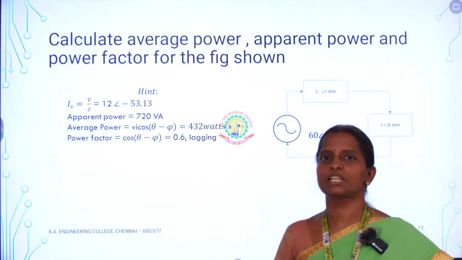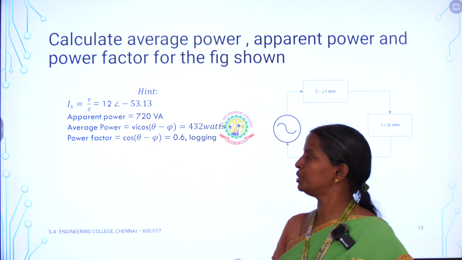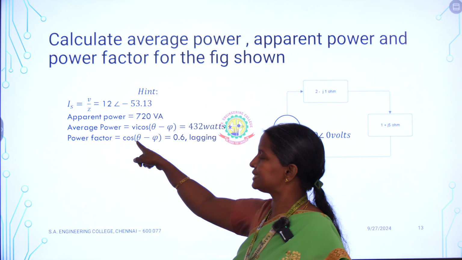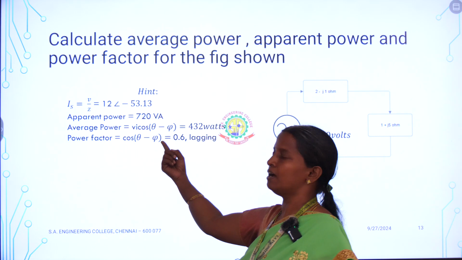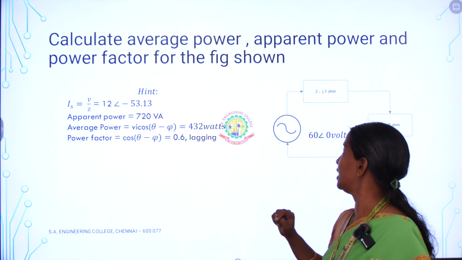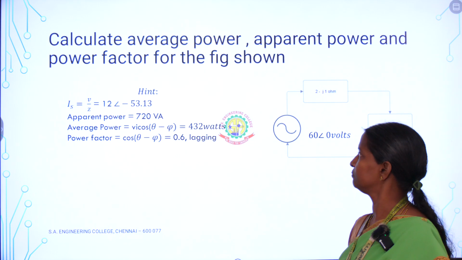Next one is power factor. What is power factor? Cosine of the phase angle between the voltage and current. That is cos of theta minus phi, because theta is the angle of voltage and phi is the angle of current. So substituting the values, I am getting the power factor as 0.6. And here it is lagging in nature.